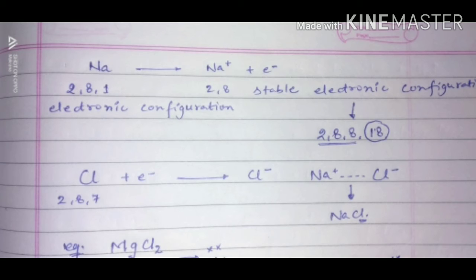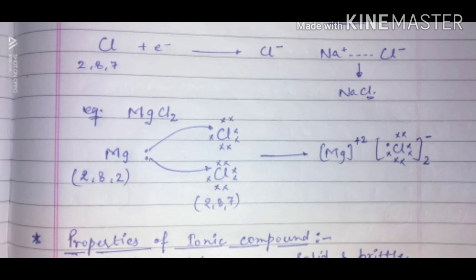So student, you need to remember that each and every element wants to attain its nearest noble gas configuration. And one more thing I want to tell you: in ionic compounds, any element can release up to 3 electrons or gain up to 3 electrons, not more than 3.